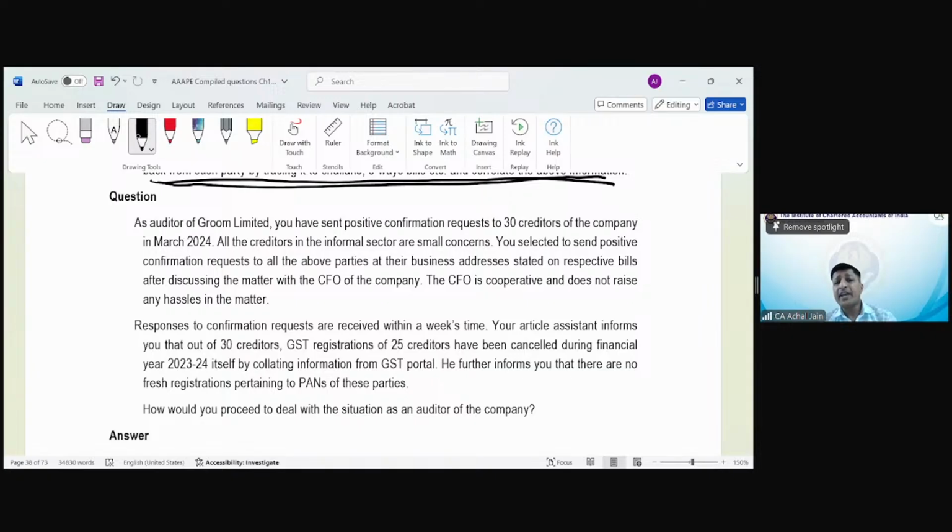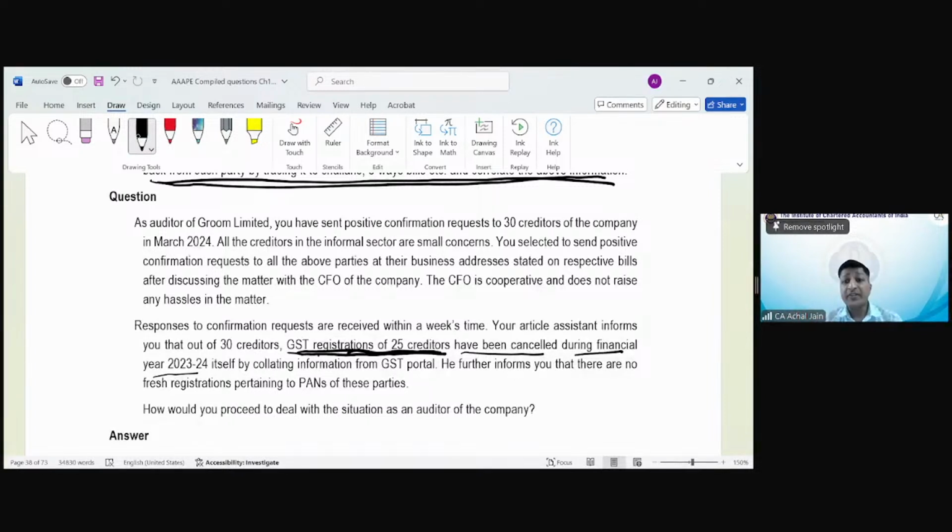Your article assistant, one of your team members, informs that out of 30 creditors, GST registrations of 25 of those creditors who have confirmed have been cancelled during the financial year 23-24 itself, by collating the information from the GST board.